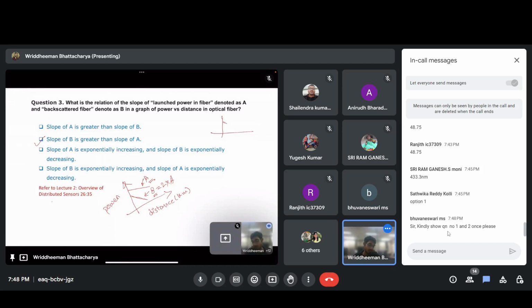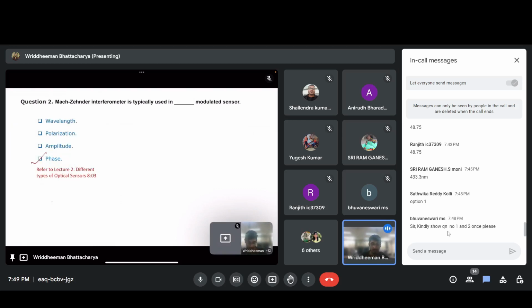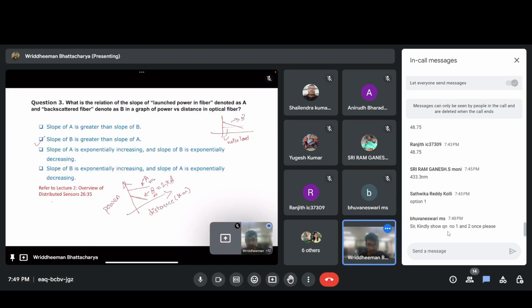When we are getting the backscattered light here, there is some PD or noise level which we receive. But, kindly show question number one. Okay, just let me finish this one. Now question three, then I'm showing the one and two.